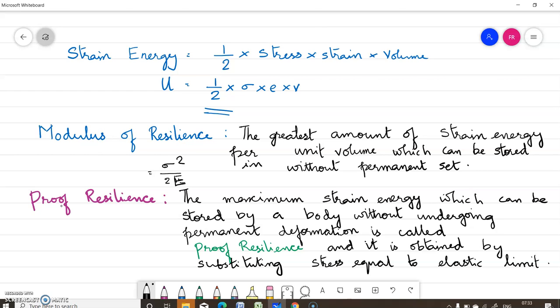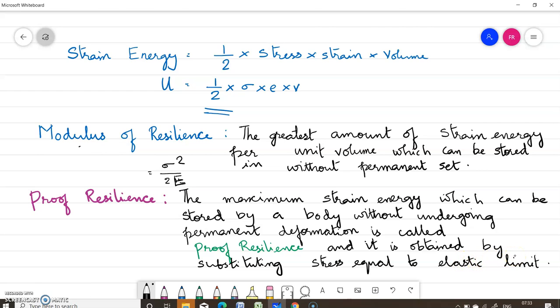Now you must know about another term, proof resilience. Proof resilience is the maximum strain energy which can be stored by a body without undergoing permanent deformation. And how can we obtain it? It is obtained by substituting stress equal to elastic limit.